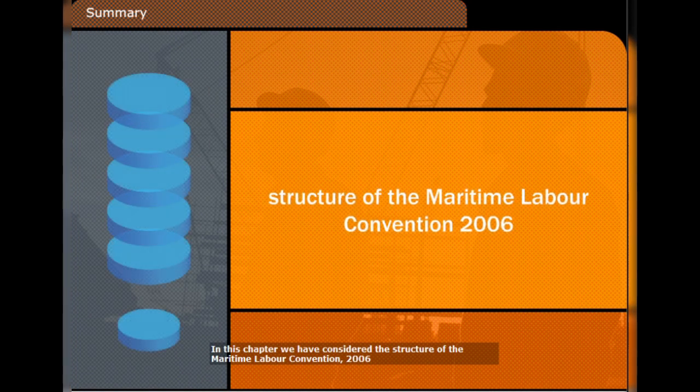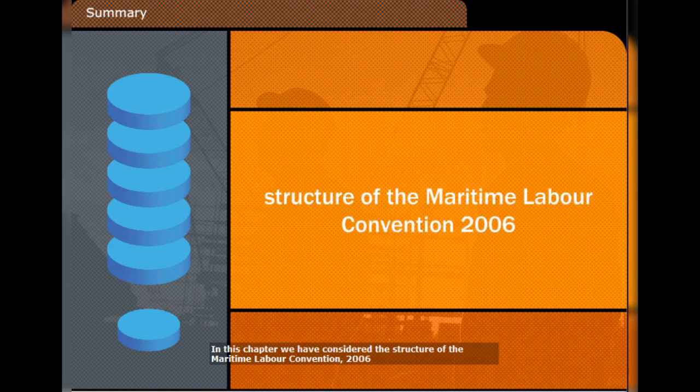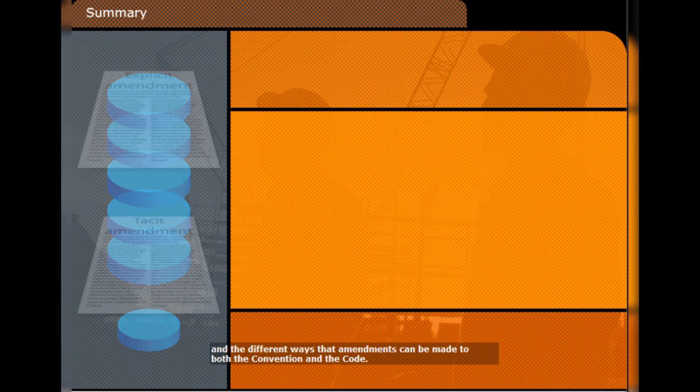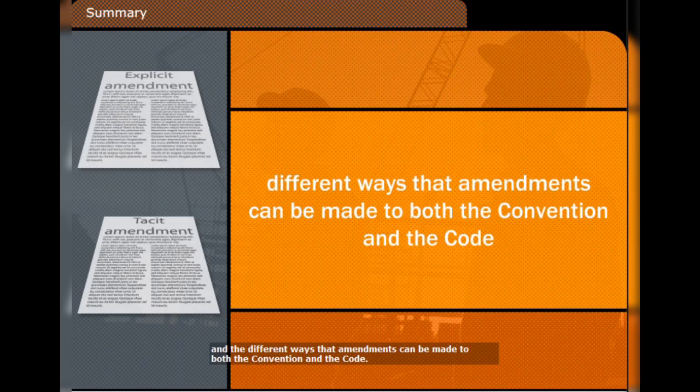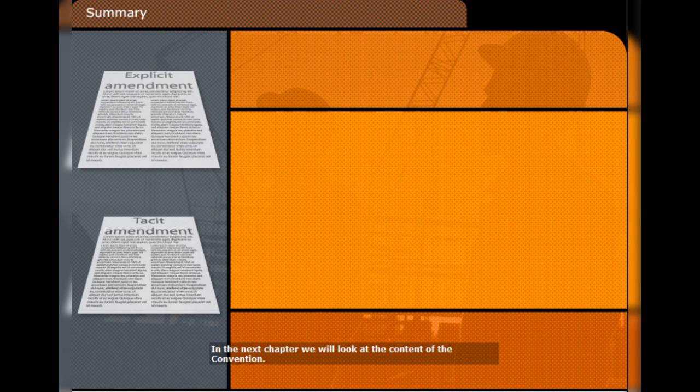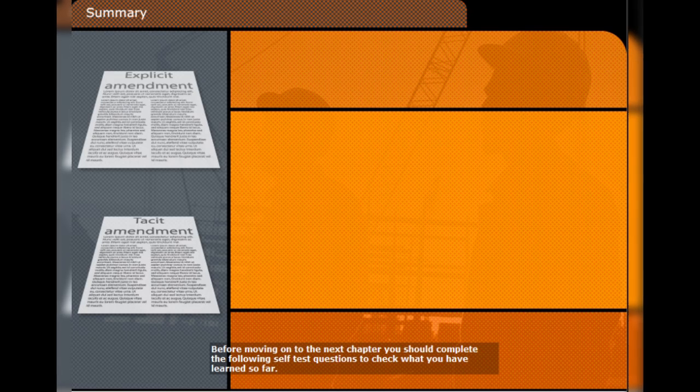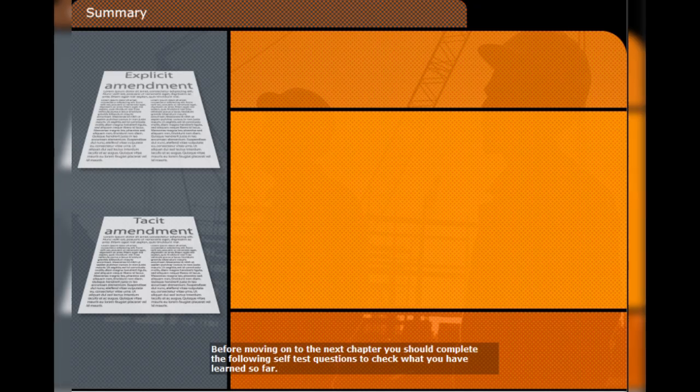In this chapter, we have considered the structure of the Maritime Labour Convention 2006, and the different ways that amendments can be made to both the Convention and the Code. In the next chapter, we will look at the content of the Convention. Before moving on to the next chapter, you should complete the following self-test questions to check what you have learned so far.